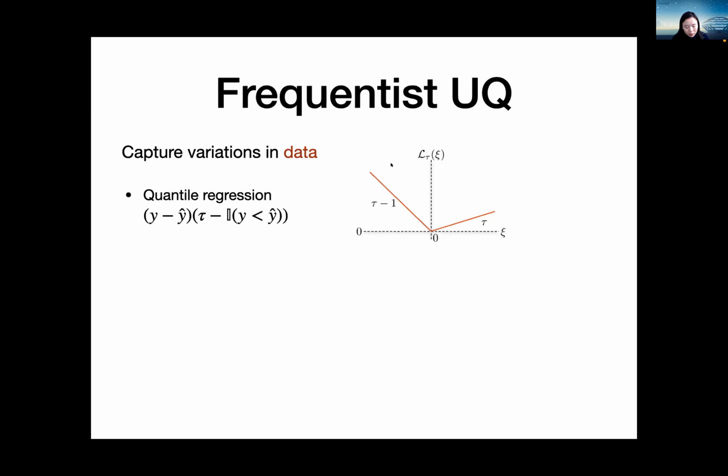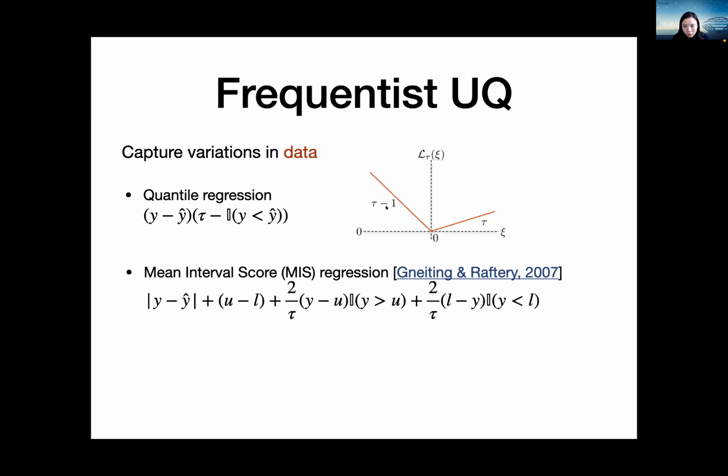So for different quantile confidence intervals, we need to train different deep learning models in order to generate the interval of the forecast. An extension of quantile regression is called mean interval score, or MIS, which comes from statistical literature. So essentially, it generates not only the difference of the particular confidence interval, but it also penalizes the size of the interval.